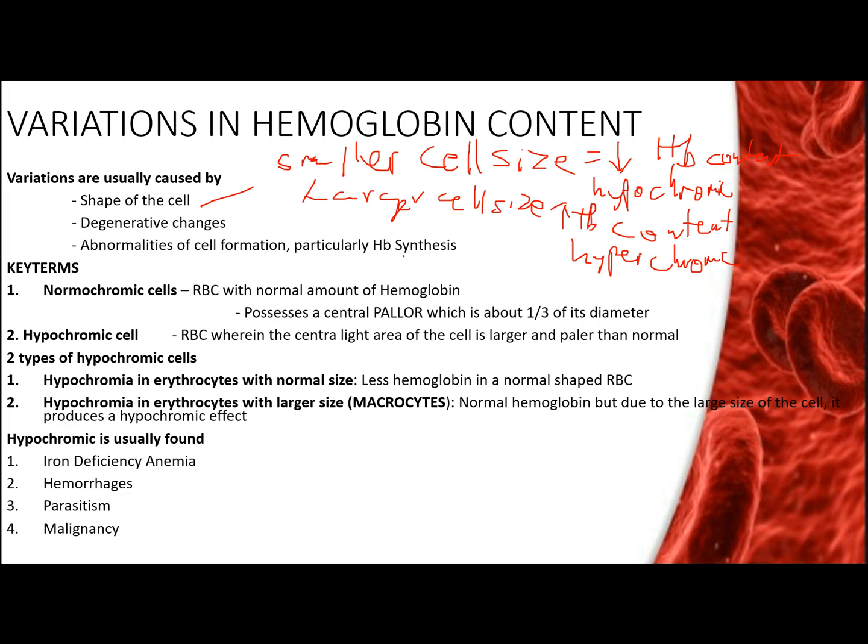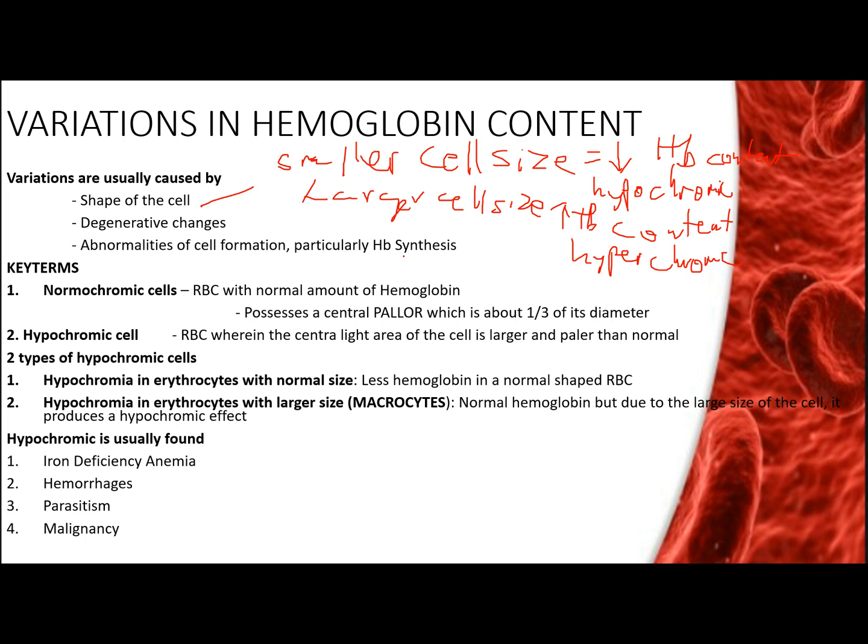Then we have your hypochromia in large RBCs or hypochromia in macrocytes. Meaning, class, normal yung amount ng hemoglobin, but due to the large size of the cell, it produces a hypochromic effect. So let me repeat, the second type of hypochromic cell is hypochromia in RBCs with large size or macrocytes. They tend to appear hypochromic, class, because they would have the same normal amount of hemoglobin, but due to the large size of the cell, it produces a hypochromic effect.